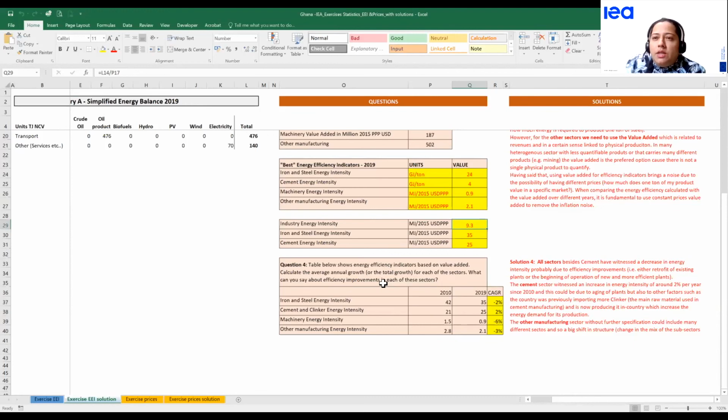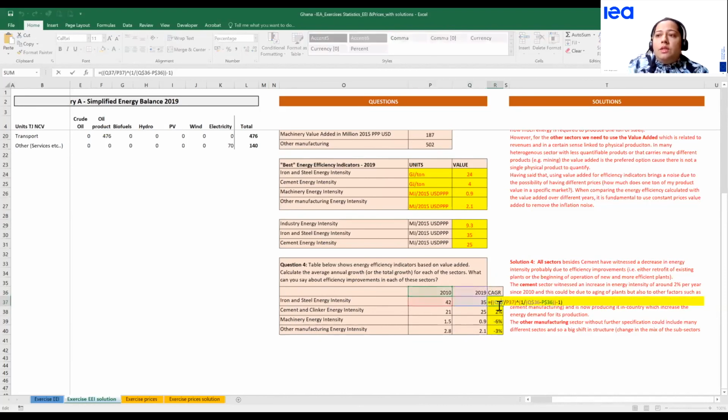The last question is, the table below shows energy efficiency indicators based on value added. Calculate the average annual growth or the total growth for each of the sectors. What can you say about efficiency improvement here? So here we are provided with the values for 2010 and 2019 for iron and steel, cement, machinery, and other manufacturing energy intensity. And here we have to calculate the compound average growth rate, which is the average growth between the 2 years, 2010 and 2019.